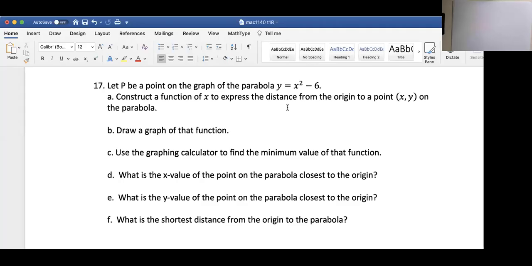Okay, this question gives us the parabola y equals x squared minus 6. And the first thing we want to do is construct a function of x to express the distance from the origin to a point (x, y) on the parabola. So y equals x squared minus 6. Let's go ahead and draw a version of that.